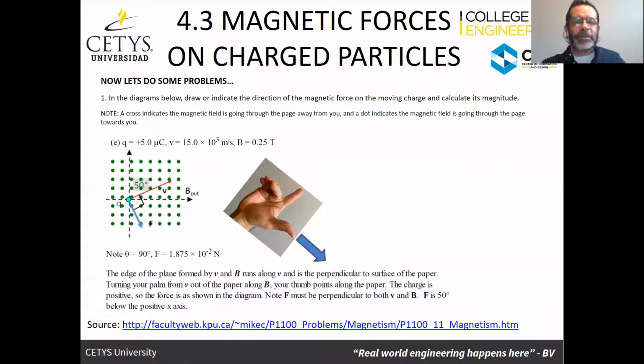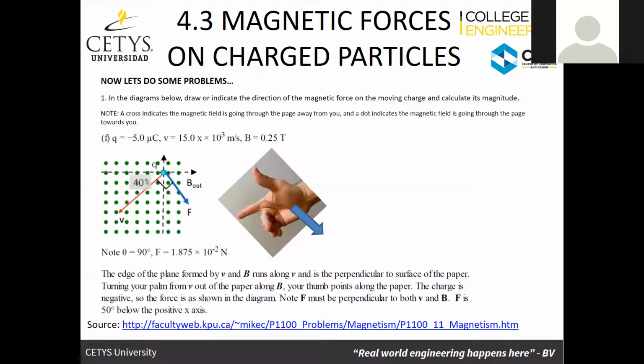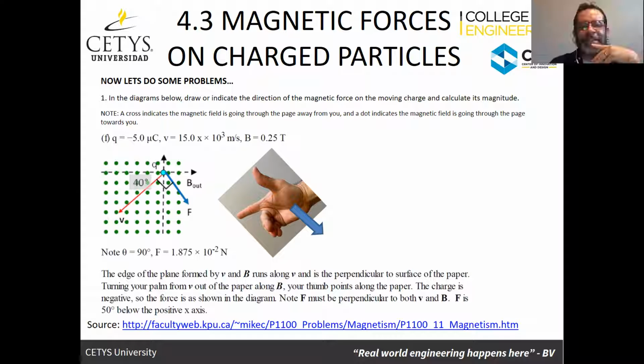Yes, Omar, go ahead. You have a question. Yes, I have a question. My question is that in the calculations, we use the 90 degrees instead of the 40 degrees that are placed in the diagram. So why do we do that? Yeah, that's a good question.